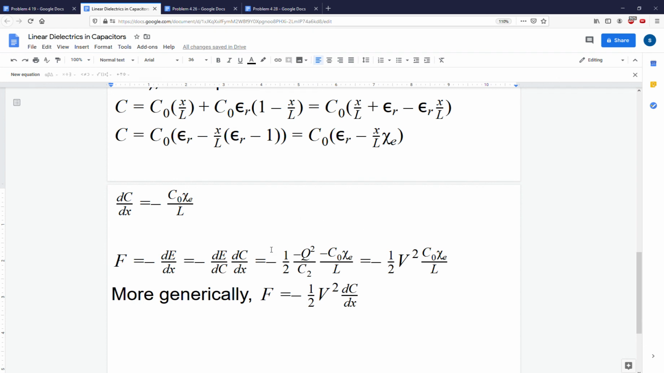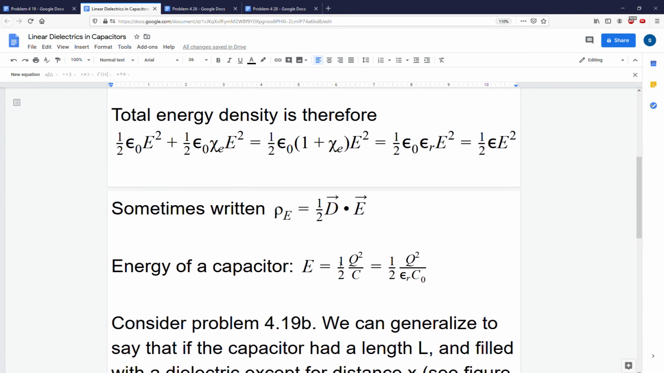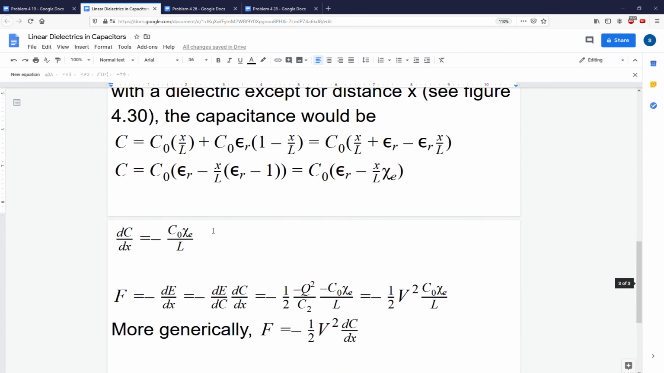If we put it all together, we get this. Now, one more thing, because we have C naught and C, in order to simplify, I'm going to use the statement that Q equals CV and replace Q squared over C squared with just V squared. Now, you might wonder why I'm doing that. Why did I go through and use this formula for energy if I was going to replace it with V squared over C squared?